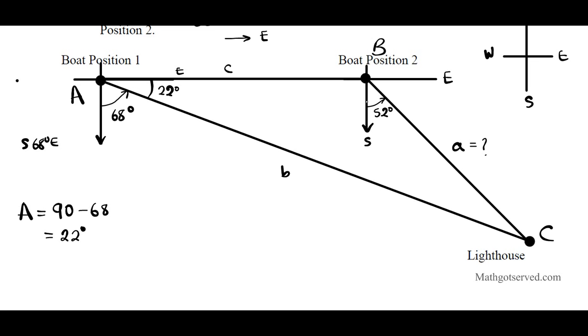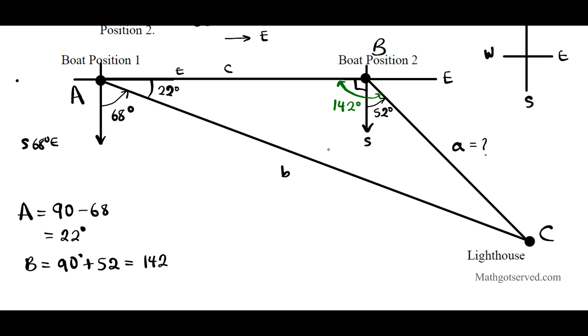Now, angle B is a combination of 52 degrees and this right angle right here, okay? So this is 90 degrees, this is 52. What is the measure of angle B? Angle B is going to be the combination of these two. So angle B is the right angle, 90 degrees, plus the bearing of the boat from position 2 to the lighthouse, which is 52 degrees. We add them together, and our sum is 142 degrees. So the measure of angle B is 142 degrees.